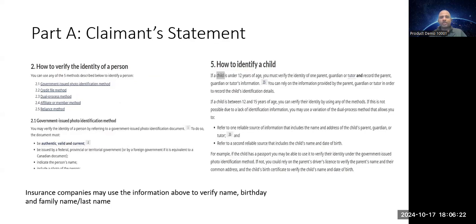Some of the other ways that the insurance company might verify your ID. One would be your government photo ID, such as your driver's license or your health card. The second would be your credit file method. The third would be your dual process method. Then affiliate or member method, and reliance.